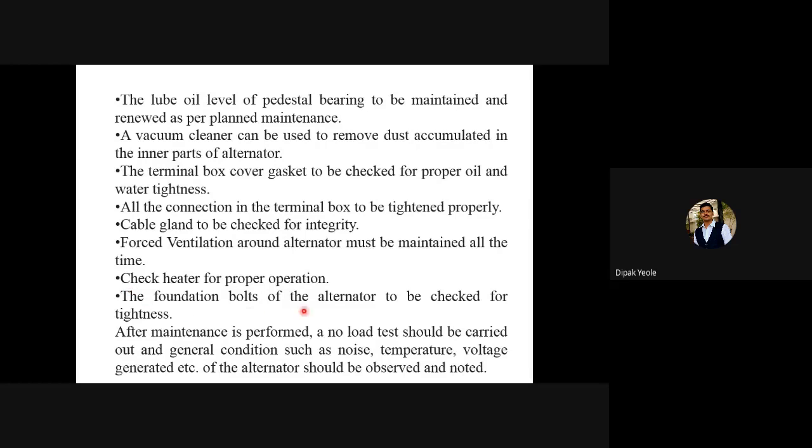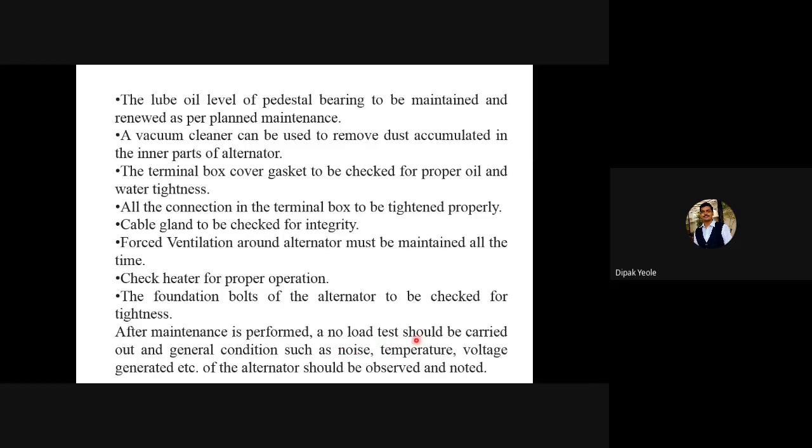The foundation bolts of the alternator are to be checked for tightness, and after the maintenance is performed, a no-load test should be carried out. General conditions such as noise, temperature, voltage generated, etc. of the alternator should be observed and noted. So after doing all these maintenance activities, we have to carry out the no-load test.